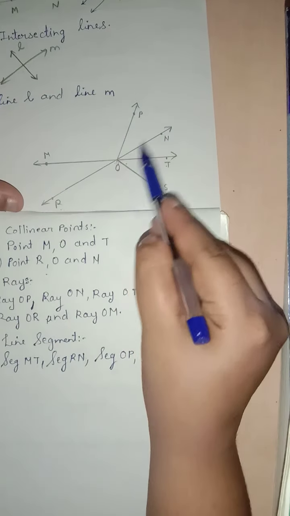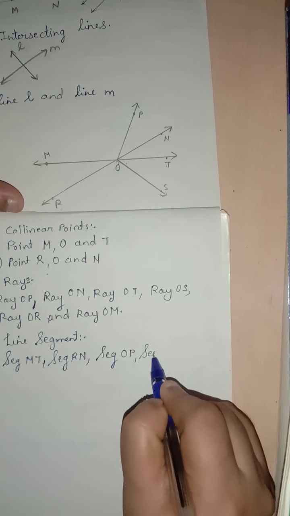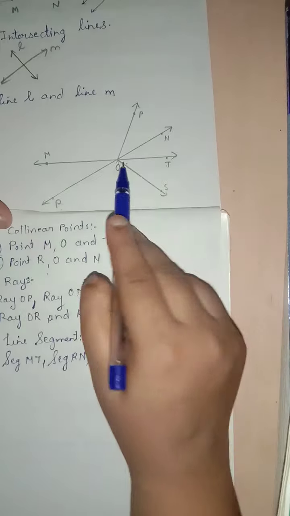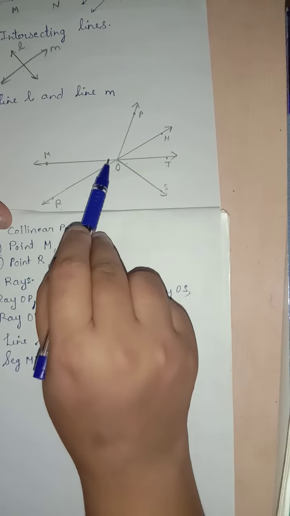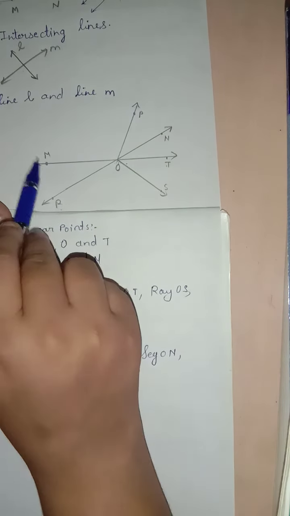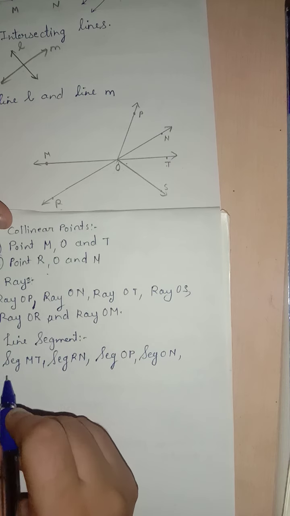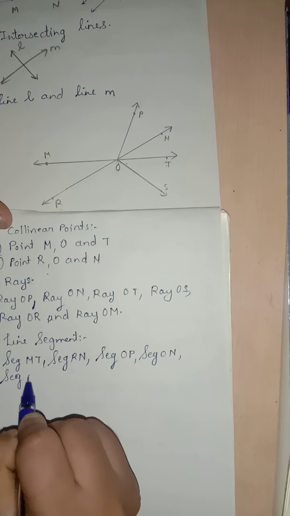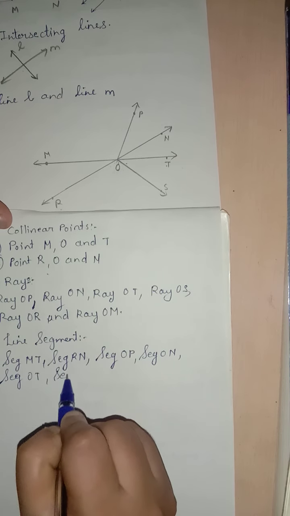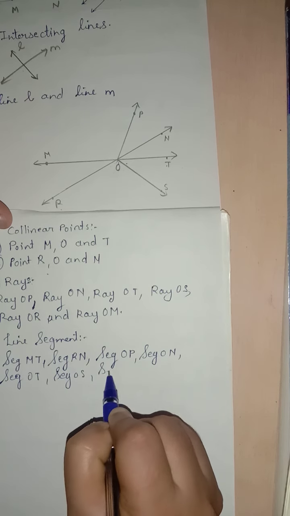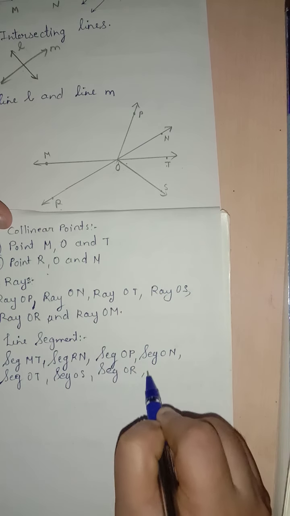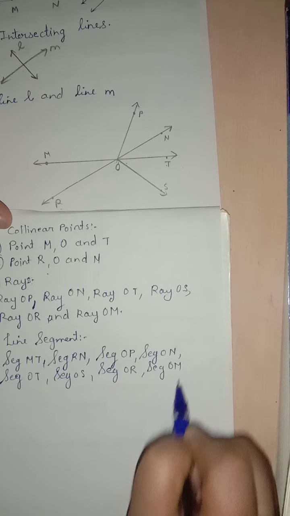Okay. Next is seg ON. Next OT, OS, seg OR and seg OM. We'll write it: seg ON. Seg OT. Seg OS. Seg OR. And last seg OM.